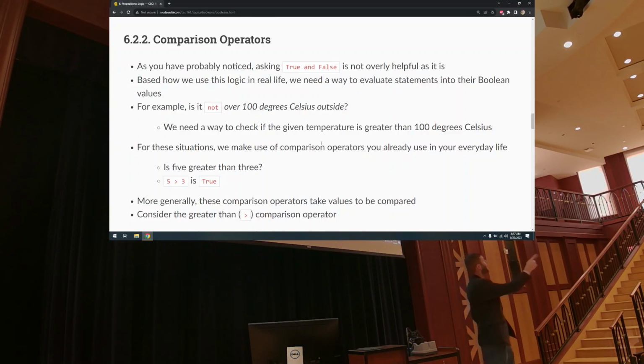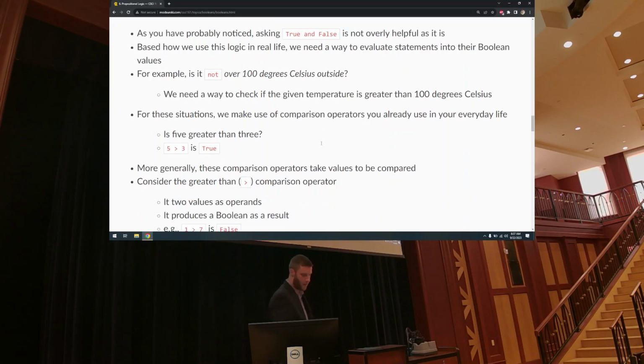Because it's probably less. Yeah, it's less than, right? You did a comparison. You said, okay, what temperature is it outside? Well, I don't really know exactly, but it's probably a hell of a lot less than 100. So you could make the conclusion. Yeah, these are where comparison operators come in, when you actually need to know something.